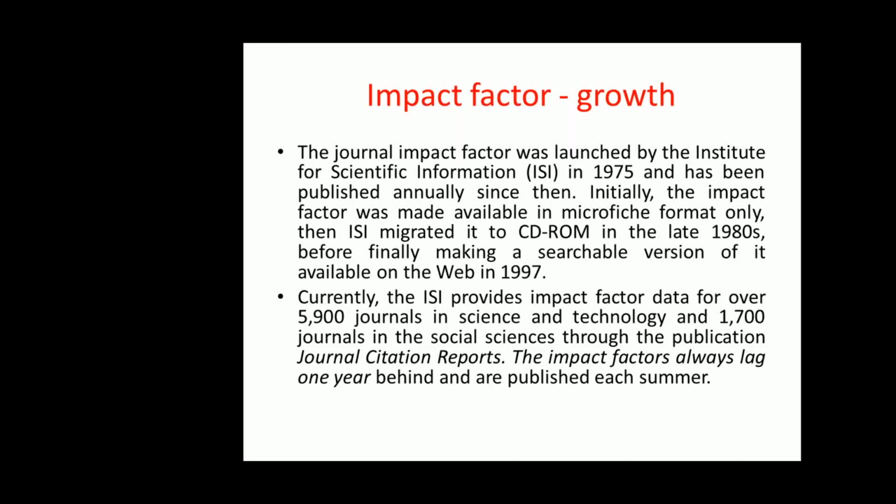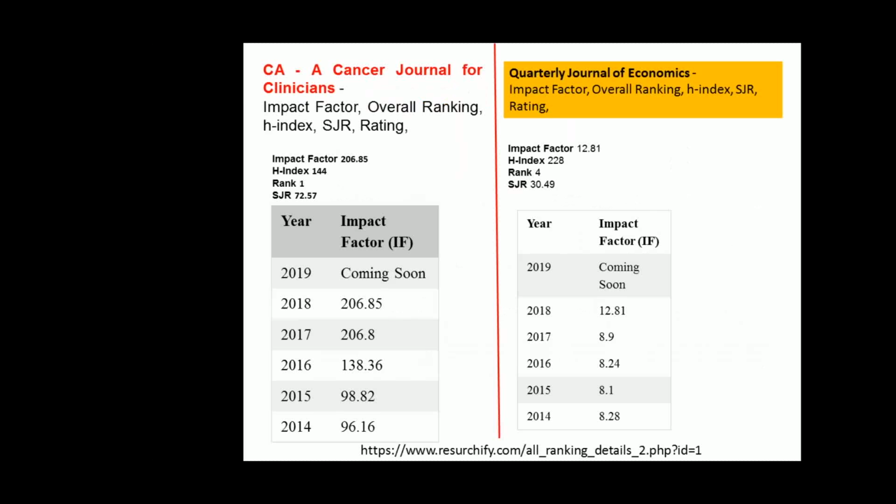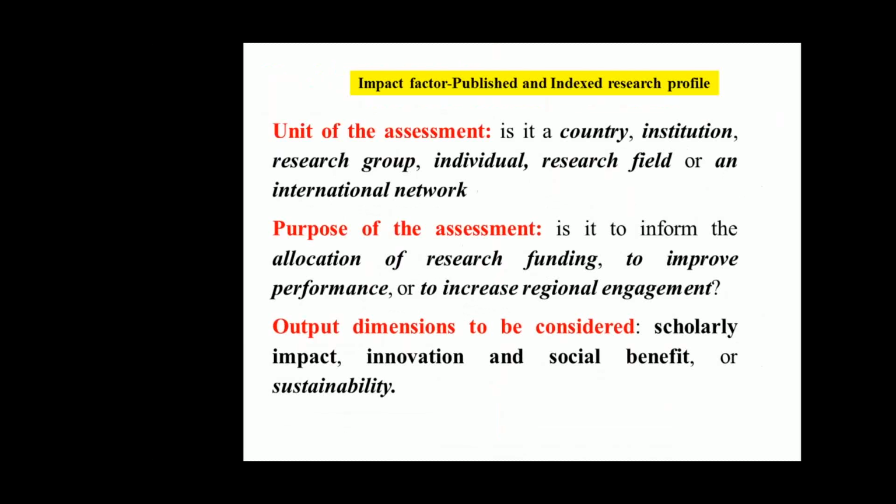If you want to know the impact factor of a journal, you can find a URL below on this site. This is the impact factor of CA taken from this URL. The URL is www.researchimpactfactory.com. All ranking details are there. This is the first rank, and this is a 4th rank that I have taken from that website.